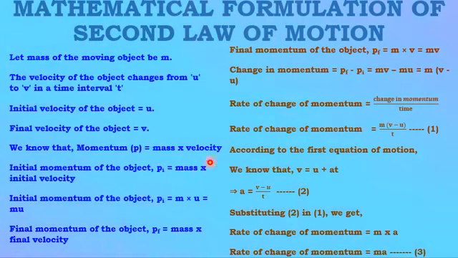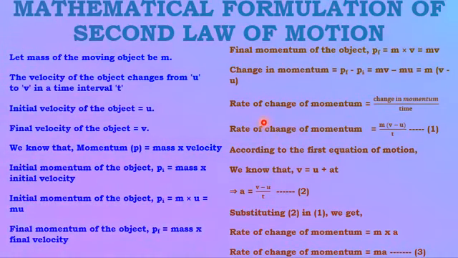Now we will find out the change in momentum, because the second law talks about the rate of change of momentum. So first we need to know momentum, then we need to know change in momentum. Change in momentum is Pf minus Pi, that is, final momentum minus initial momentum. Your final momentum is mv and initial momentum is mu. So it is m into (v minus u).